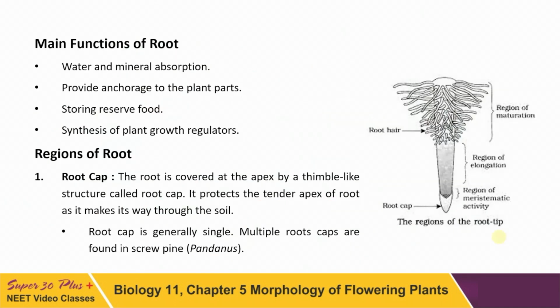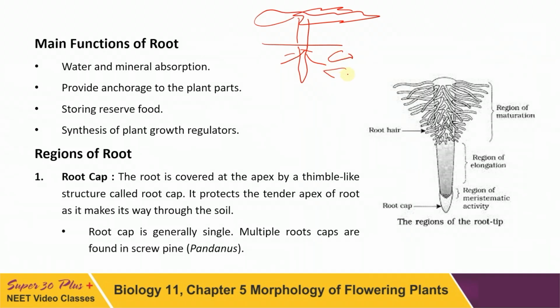Come to the next, the main functions of the root. What are the main functions? Water and mineral absorption. Even a layman knows that this is the plant, this is the stem, the aerial part of the plant, and here this is the root. The root has branches, a root system, and it also has root hairs. And these root hairs absorb water and minerals from the soil.